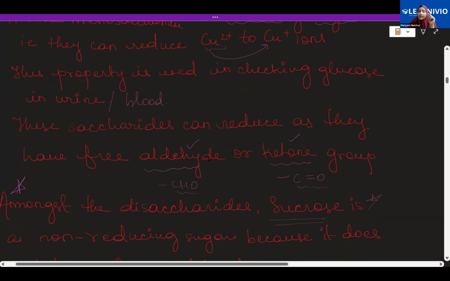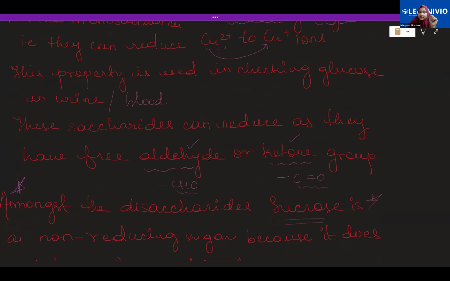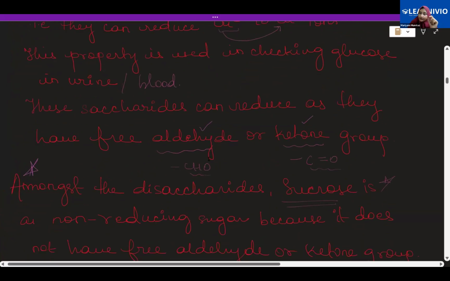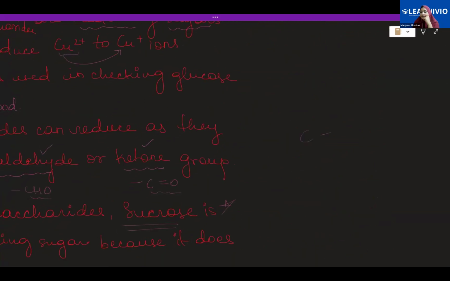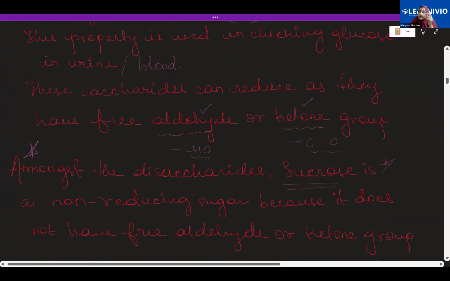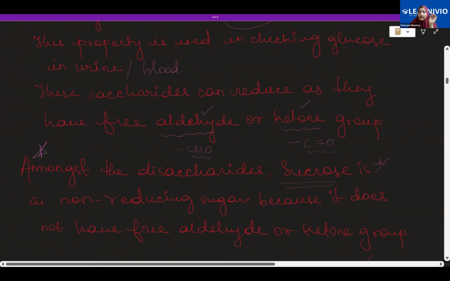It's because they have either a free aldehyde group. Free means not bonding with anything. For example, like this, and then there's CH, which is not bonding with anything. So we say that it is free. Same way, the ketone could also be present and we'll call it free.